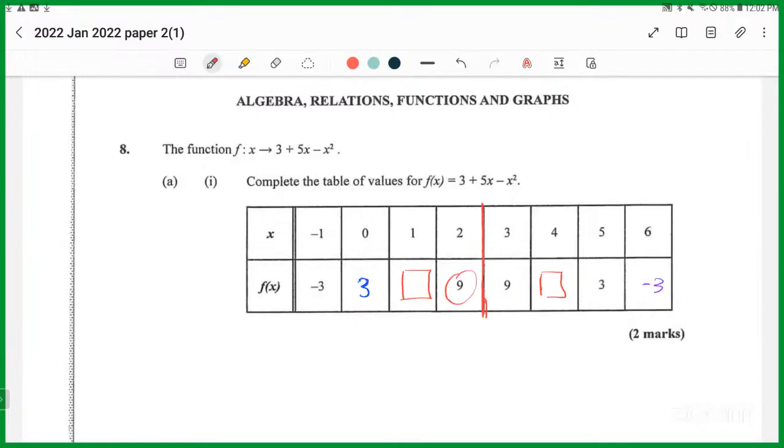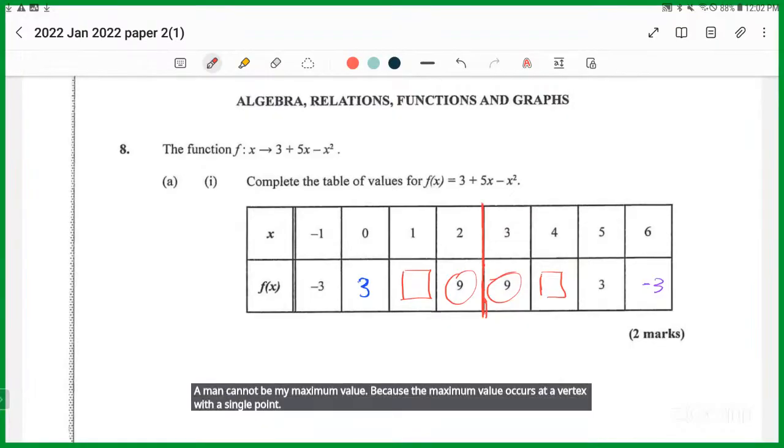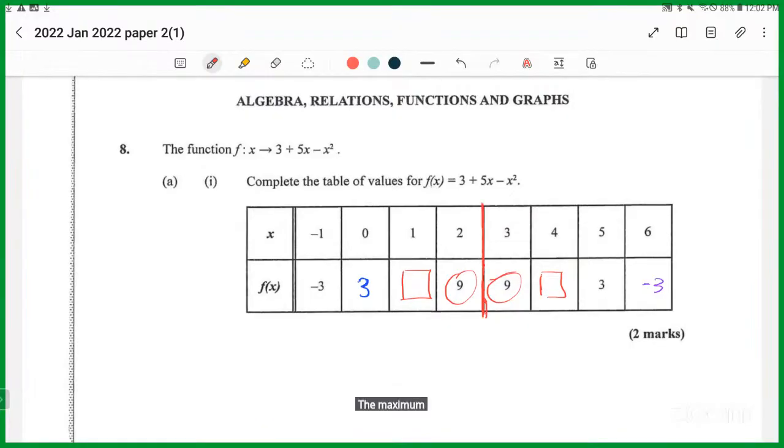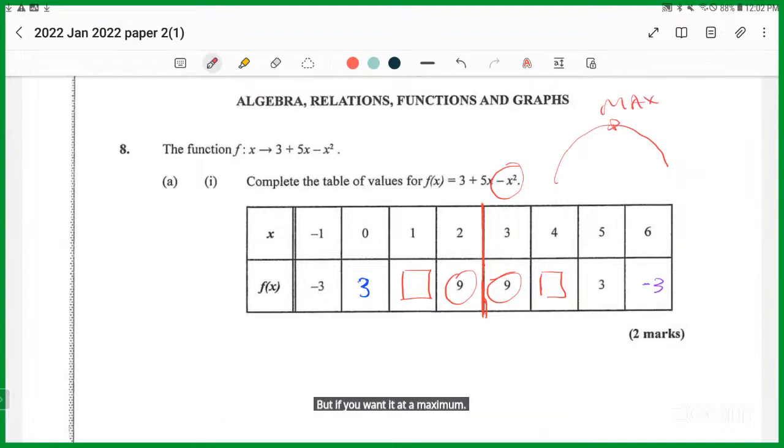And 9 cannot be my maximum value, because the maximum value occurs at a vertex, which is a single point. The maximum value is a single y value at a single point on the graph at the vertex. So the 9 cannot be my maximum value on this function. I know it's a maximum because the x squared term is negative, so it's going to frown. When it frowns, it is a maximum. So the 9 and the 9 are on either side of my maximum point in there.